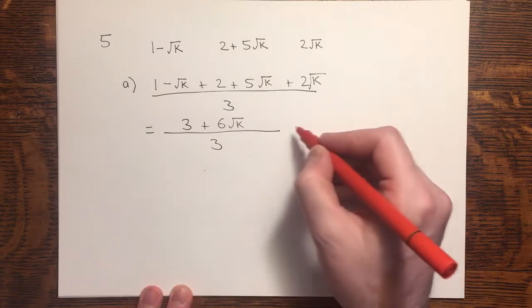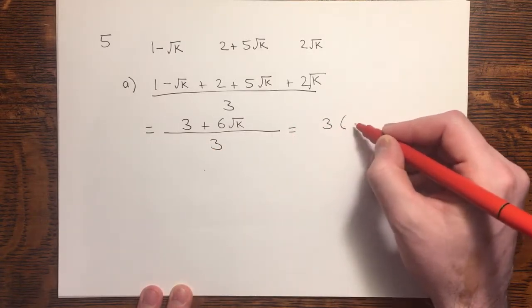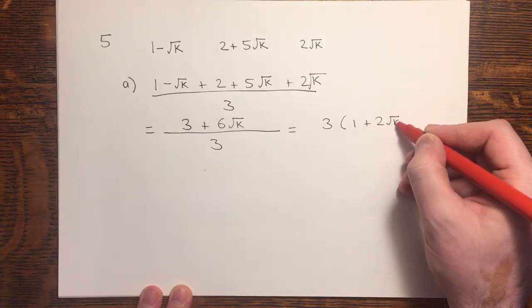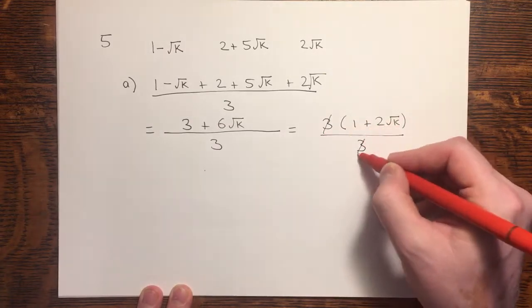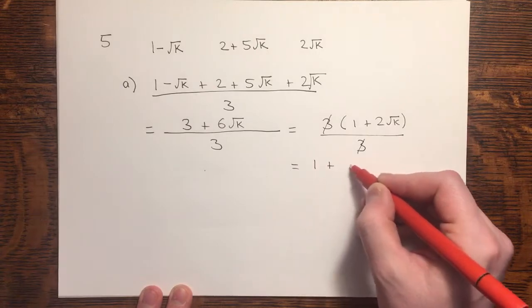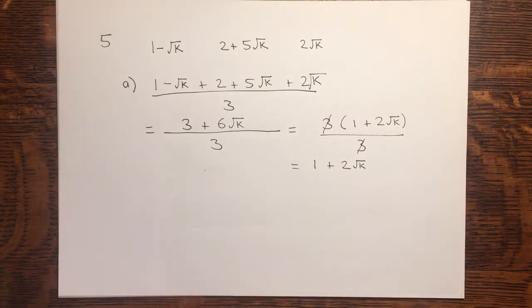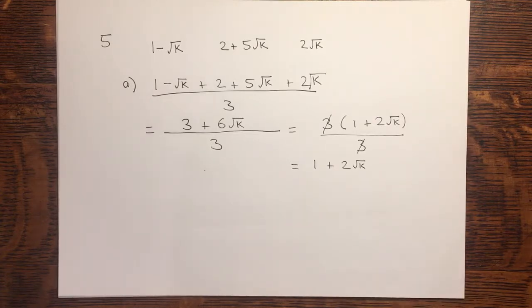At this point, I can take out a common factor of 3 on the numerator. This allows me to cancel, giving my final answer of 1 plus 2 root k. My mean is 1 plus 2 root k.